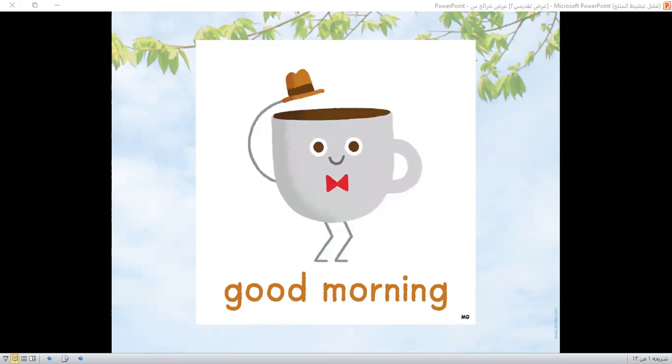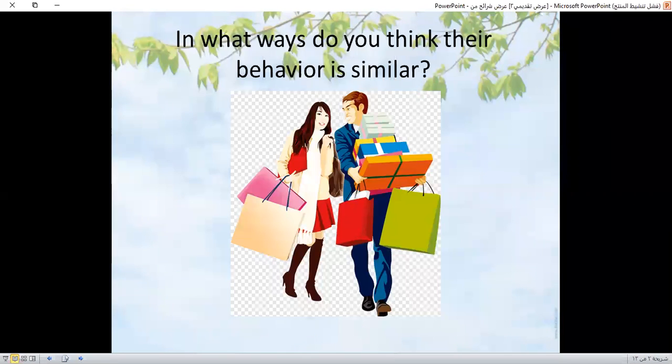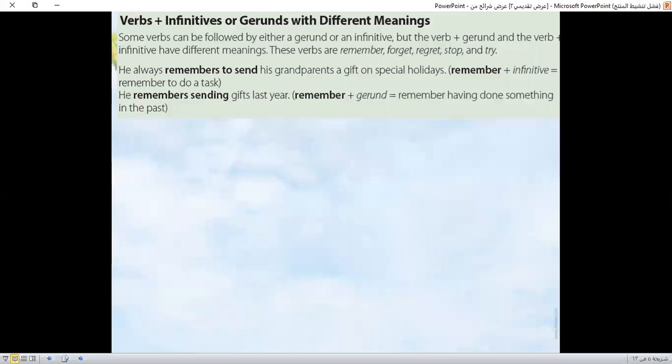Like we started yesterday, yes, we started yesterday by having verbs that are followed by verbs with the infinitive or with the gerund. Like we said yesterday, and I needed you to write that in your book or in your notebook.